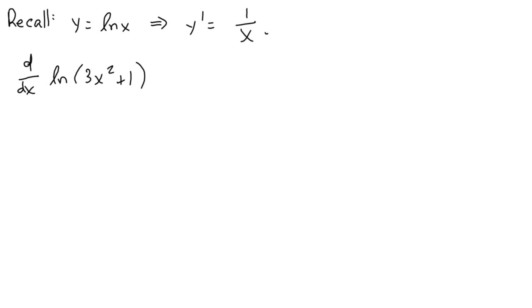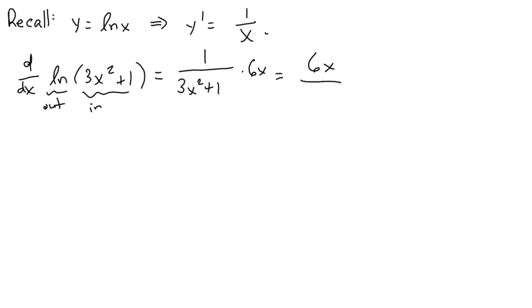So this is just a chain rule, right? Here my outside function is log, inside function is 3x squared plus 1. So what do we do? We take the derivative of the outside function, and the derivative of log is 1 over, so I just do 1 over the stuff that was inside, times the derivative of the stuff that was inside. The derivative of 3x squared plus 1 is just 6x. I usually simplify this to be 6x divided by 3x squared plus 1.